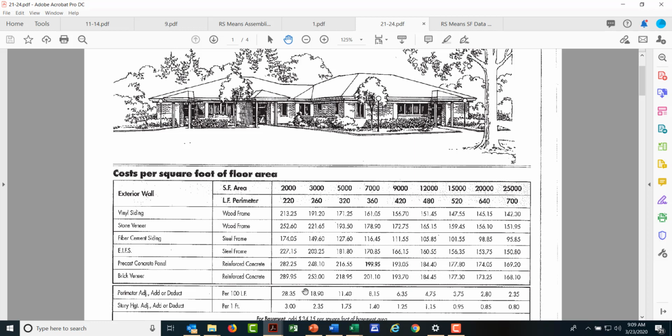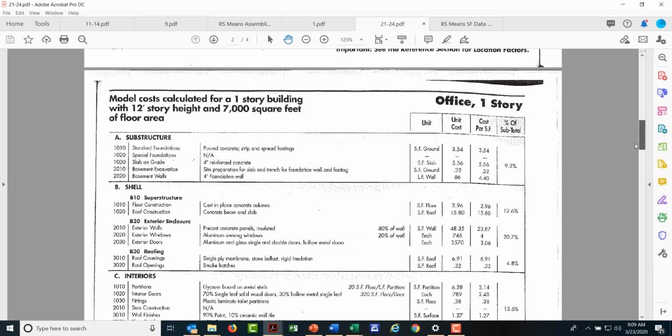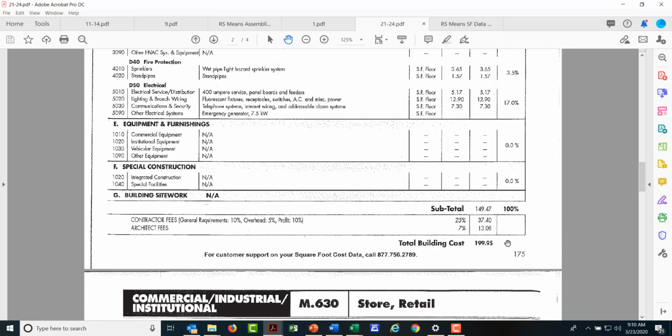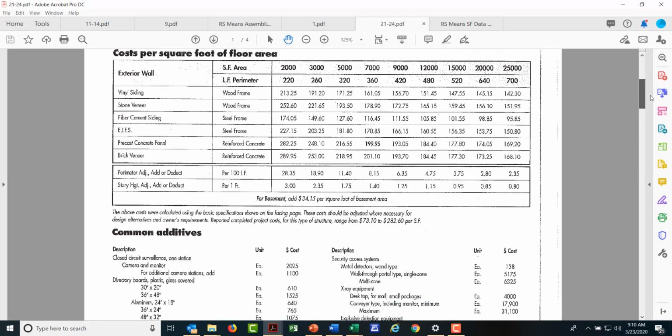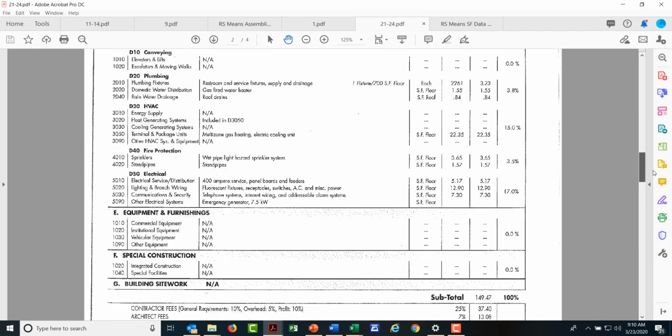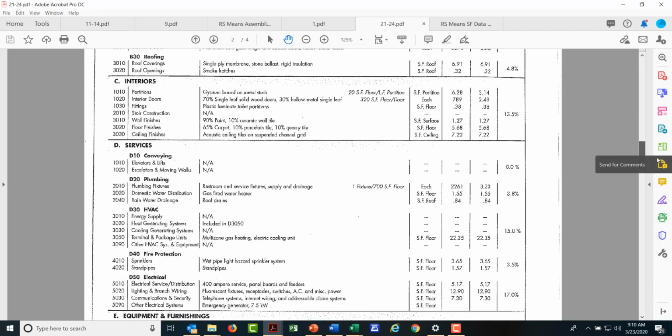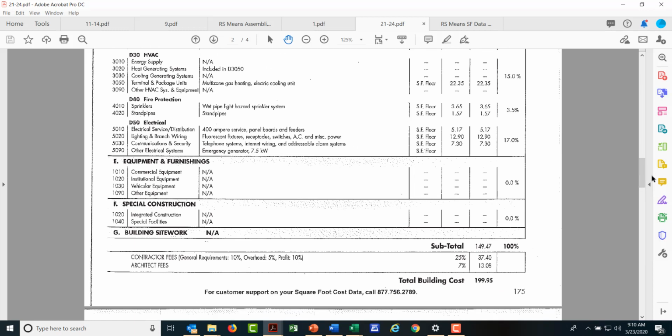Now they can't just take one because it kind of varies. In this case, they're assuming you got a precast concrete panel wall and a reinforced concrete building. And this 195, they're going to show you how they got there, okay? So if you go back to this page, blowing it up now, you'll notice at the bottom here, it's 195 or 199. Yeah, 199.95.